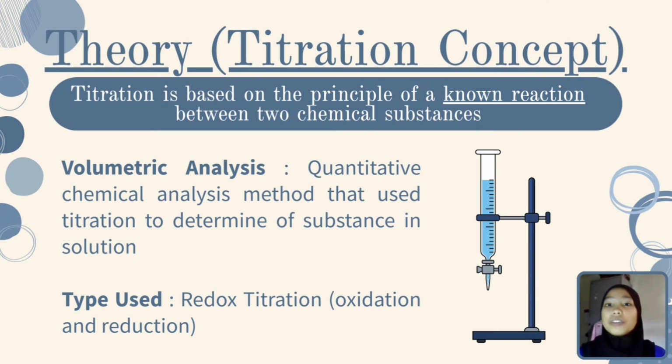The theory of titration concept. Titration is based on the principle of a known reaction between two chemical substances. Volumetric analysis is a quantitative chemical analysis method that uses titration to determine the substance in solution. The type used in redox titration is the oxidation and the reduction.